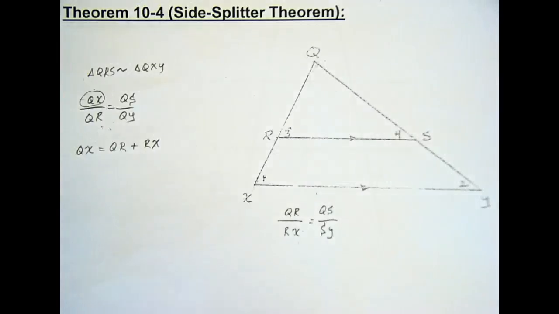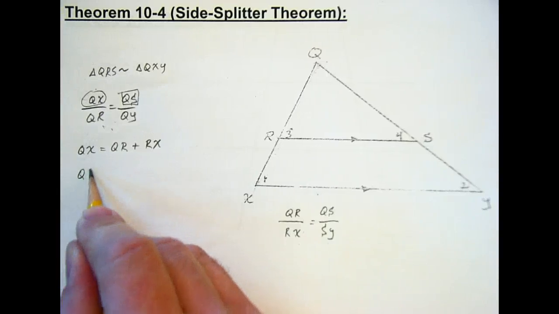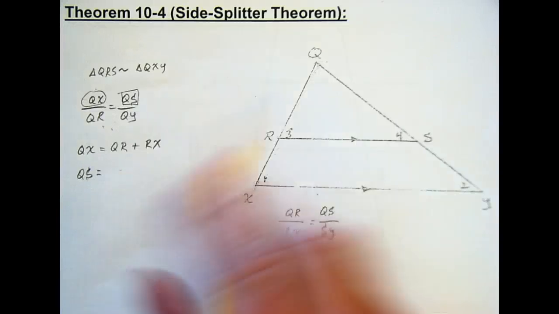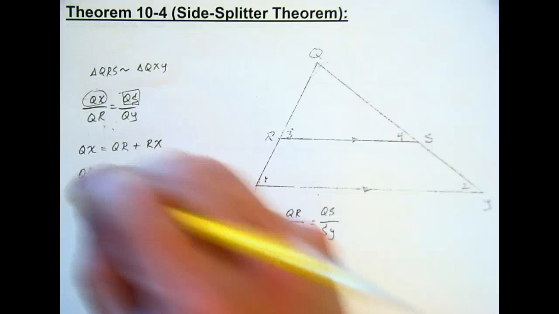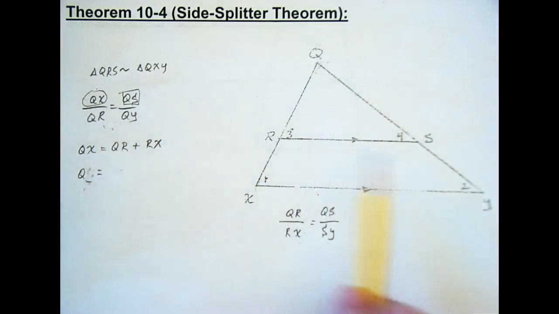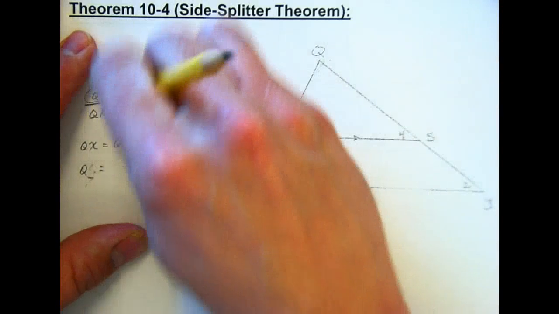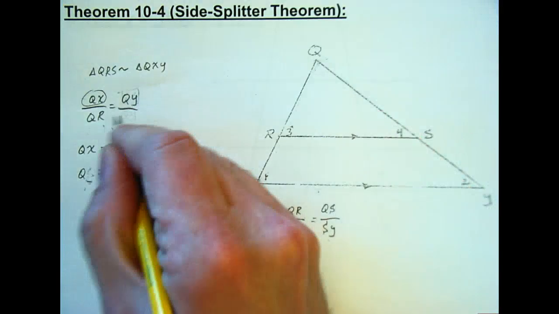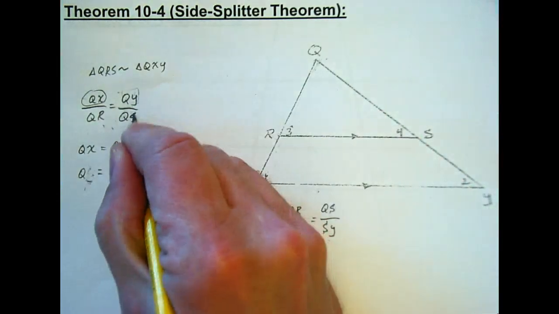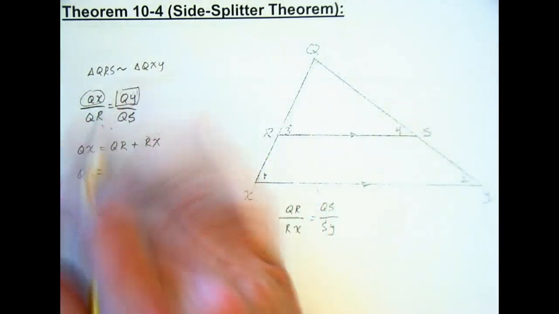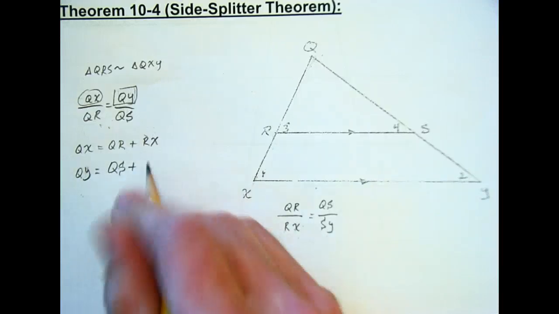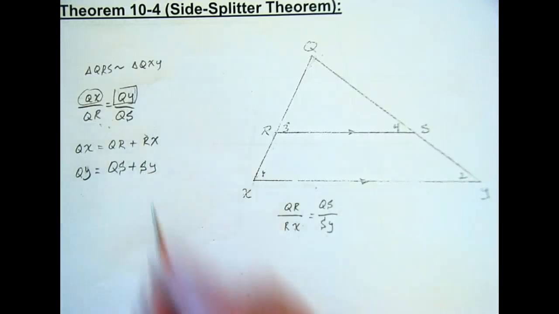Okay? And how about QS? What's QS made up of? Excuse me. Do I have this mixed up? Do I have this upside down? I do have this upside down. Holy moly, that's not helpful. That's QY, right? The entire QY. All right, let's go with QY. QY is made up of what? Good. QS plus SY.